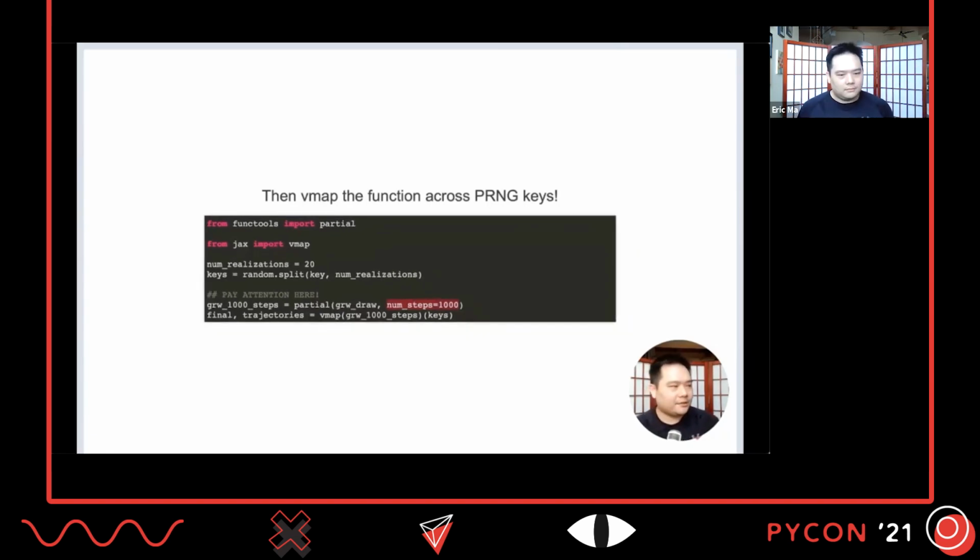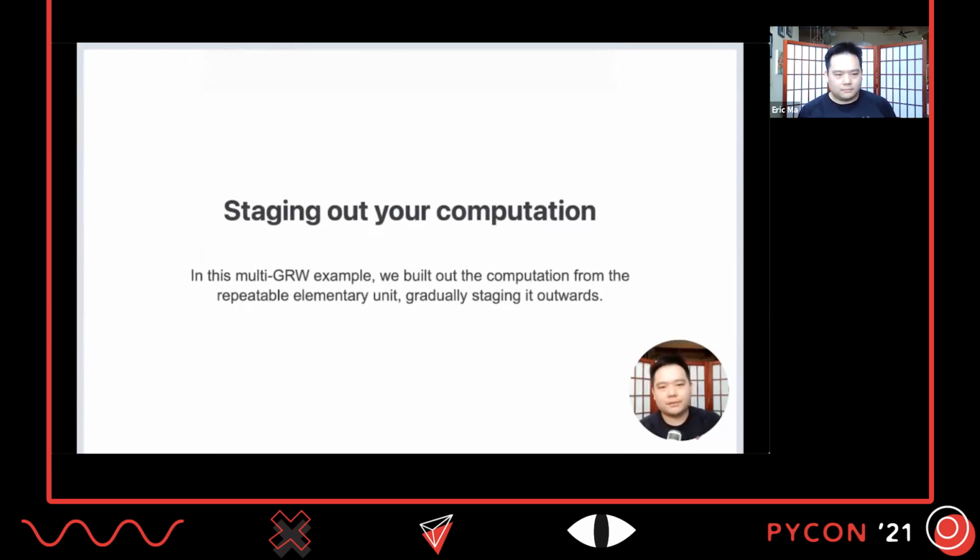And in this particular case, this GRW is a very simple example of what we might call staging out the computation. So I like to think of this idea as being anchored on identifying the repeatable units of computation and then finding creative ways to Vmap and scan them.